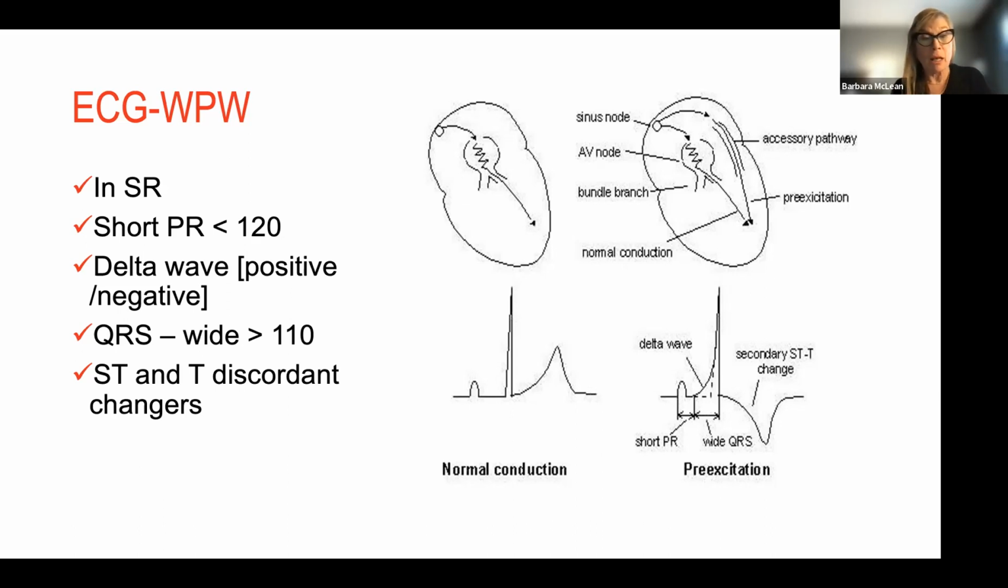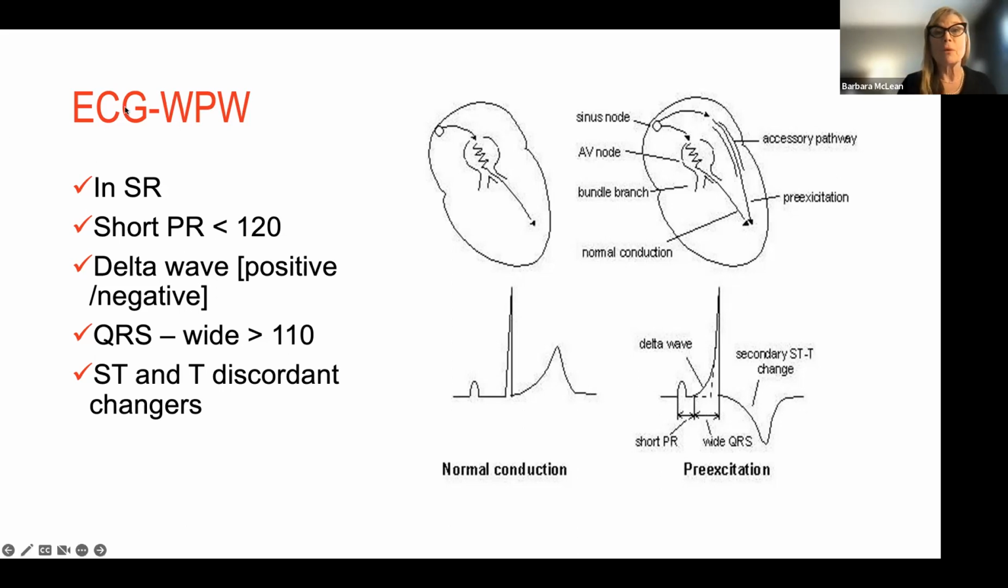You might not be thinking anything. You're just doing. Somebody ordered it, you gave it, and your patient gets worse. You've got to step back from that and say, hey, I think maybe we didn't make a good decision. If the patient is unstable, you're going to cardiovert them. That may or may not help with WPW. And that's, of course, the big problem.